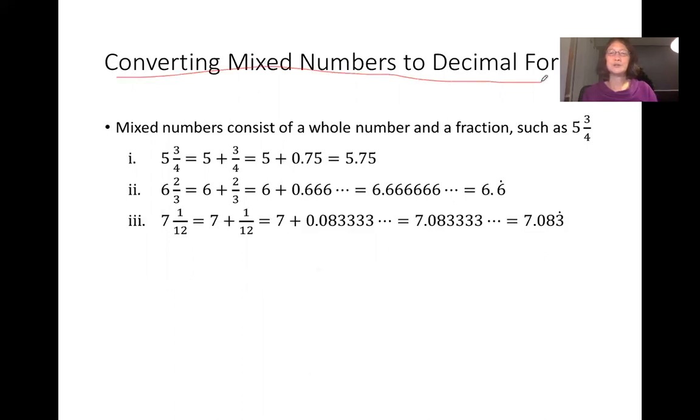Converting mixed numbers to decimal format. When you're converting a mixed number, you break it up into a whole number and a fraction. Then you figure out the fraction part in decimal places and come out with the result. Next example, you break up this mixed number into a whole number and a fraction, and then you work out the fraction and come out with the result. Similar with the last one, okay? You break it up into the whole number plus a fraction, work out the fraction, and come out with the final result.